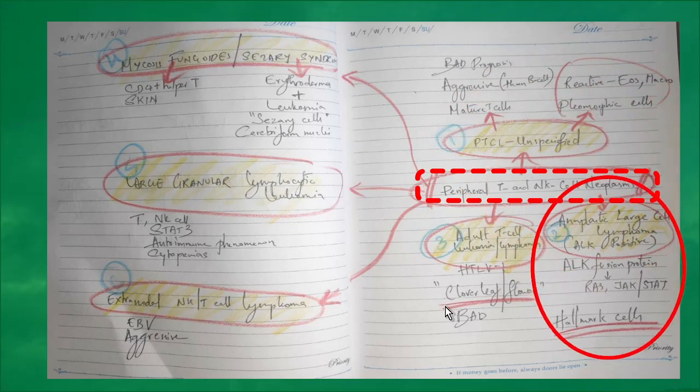Coming to the second type, anaplastic large cell lymphoma. There are two types, ALK positive and ALK negative. The classical cells are hallmark cells. The hallmark cells are large cells. They look almost like RS cells. So that way, ALCL is a differential for Hodgkin lymphoma also.